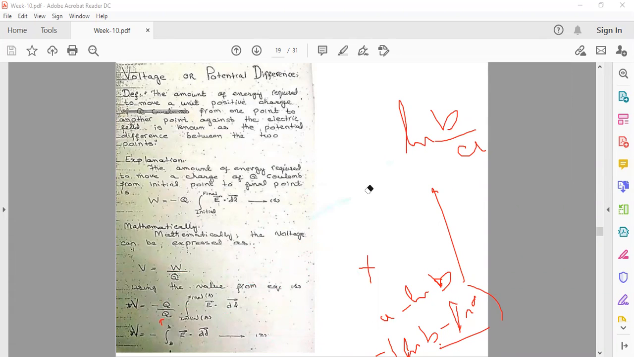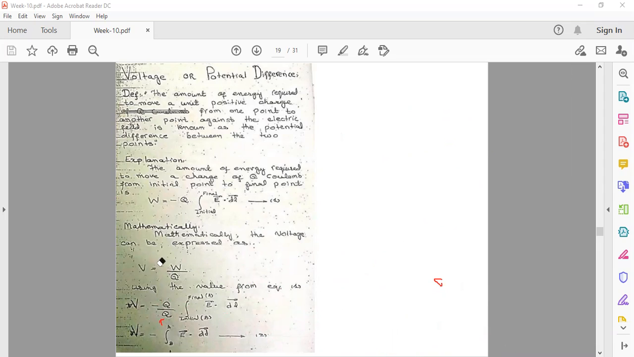As we know, V is the work done in moving a unit positive charge from one point to another point against the electric field. So V is equal to W by Q. The value of W we have already studied is this. So this is the W, and now according to the definition of V, this Q will be cancelled out with this Q. We will be left with V equal to minus the integral from B to A of E dot dl. This is the dot product.